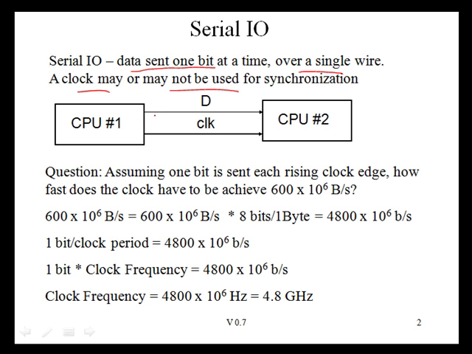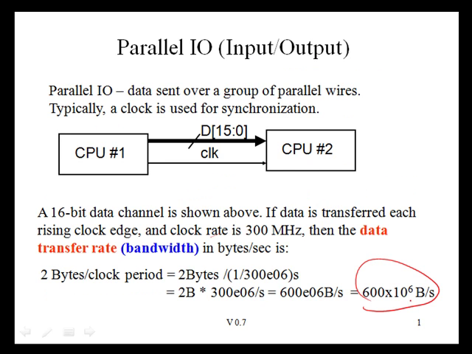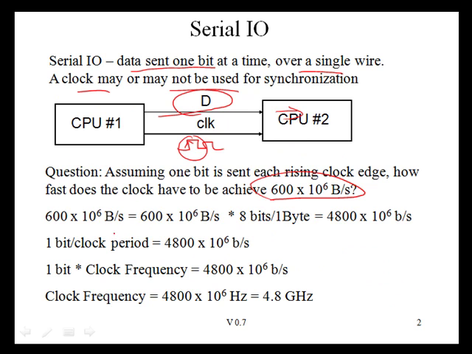This diagram shows CPU number 1 sending serial data to CPU number 2, and we're using a clock for synchronization. Let's assume that we're using a rising edge to send each bit as in the previous example. So how fast would this clock period have to be if we wanted to achieve the same bandwidth as in the previous example of 600 million bytes per second? So first thing we have to do is convert bytes per second to bits per second.